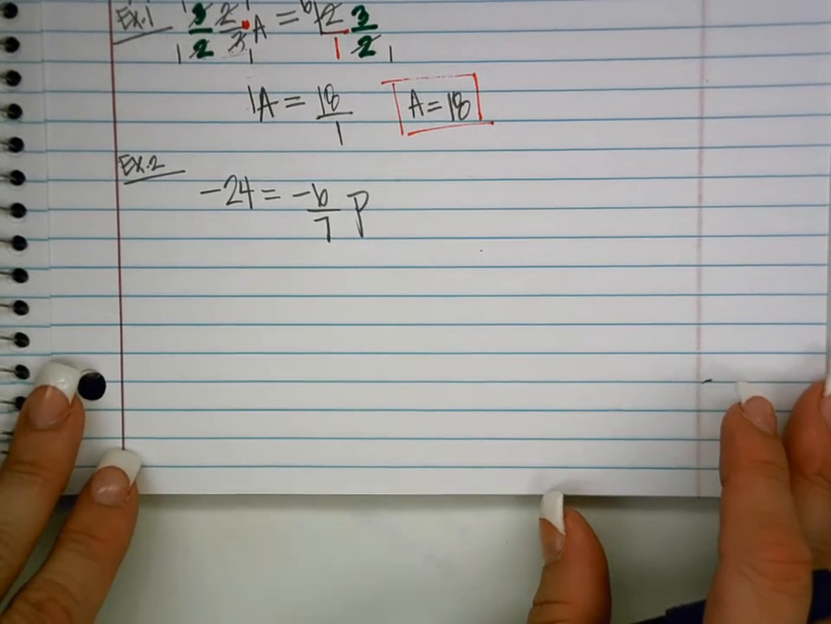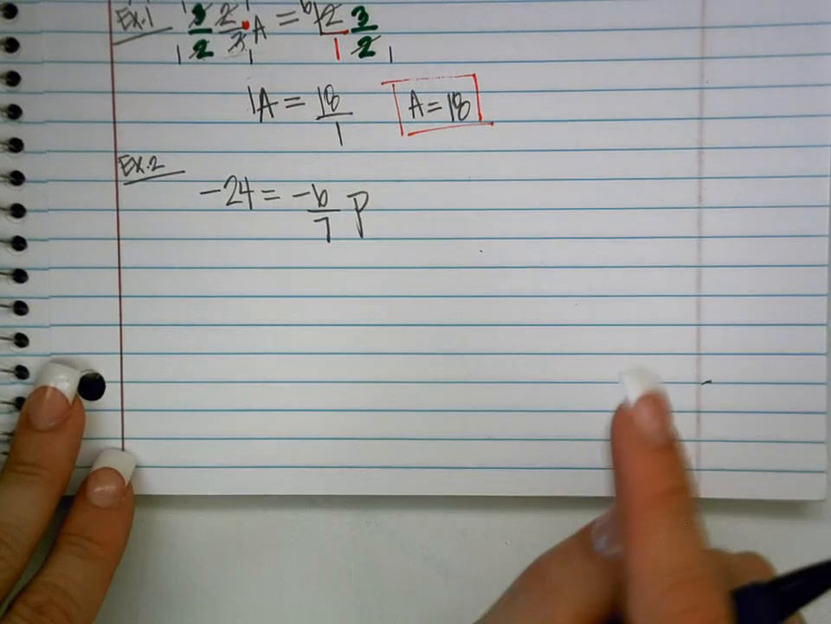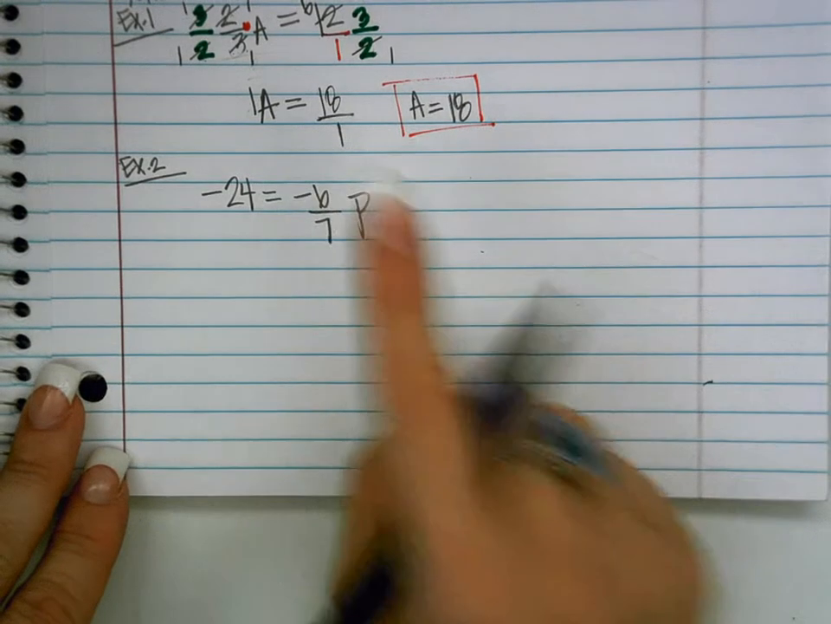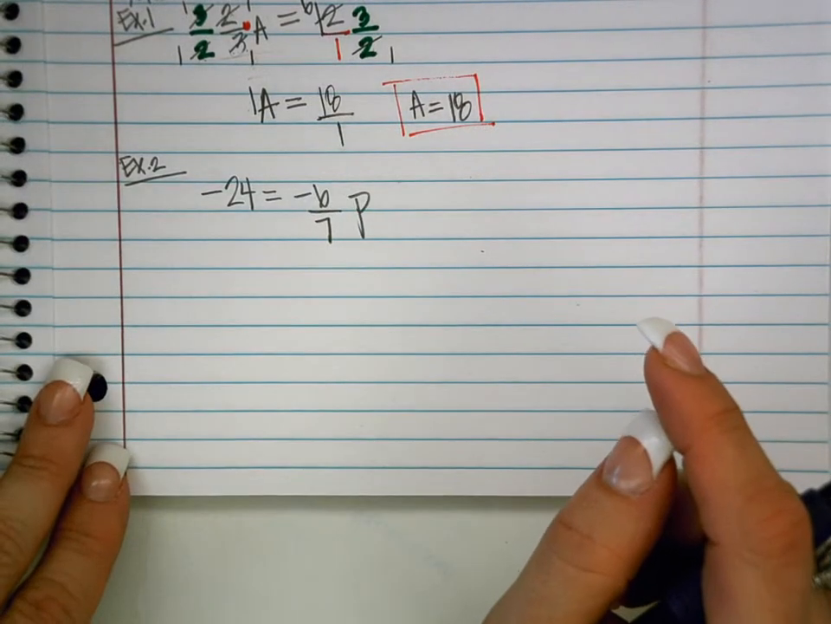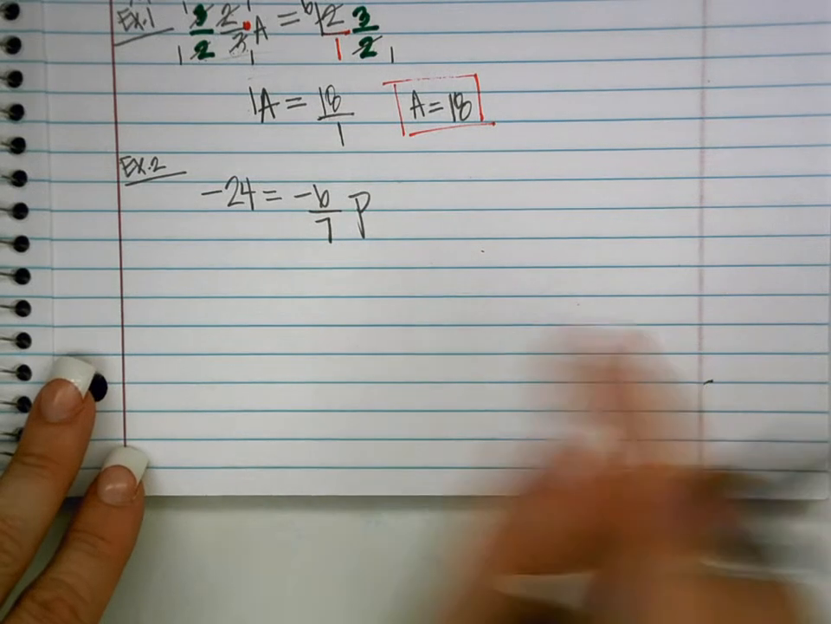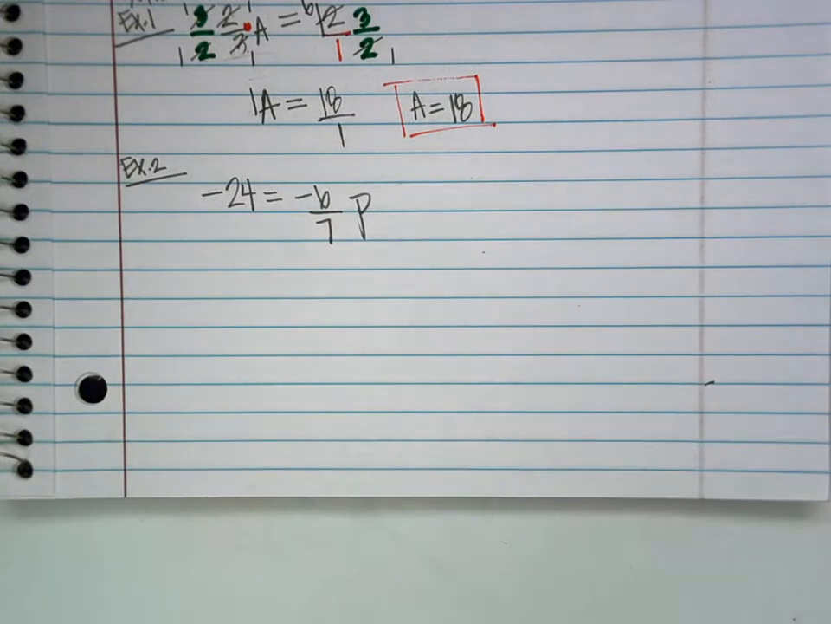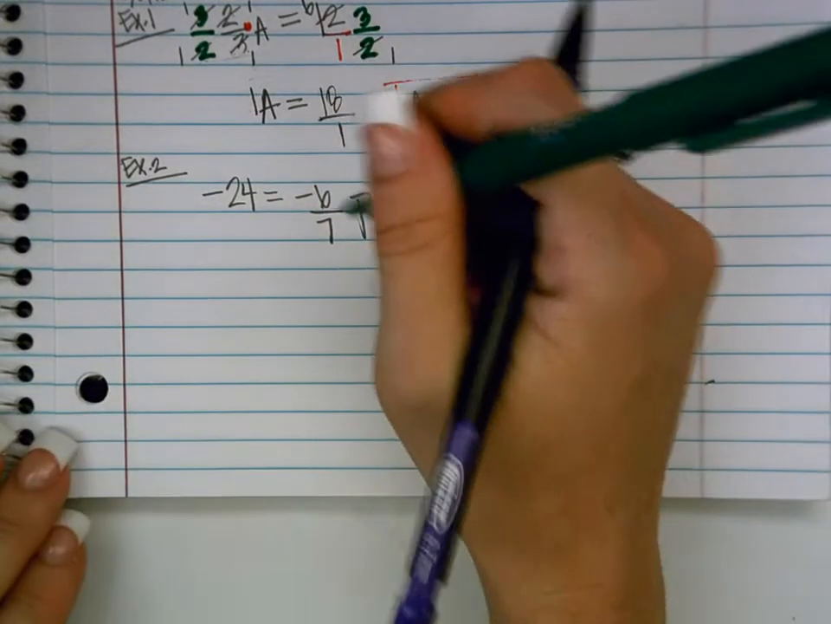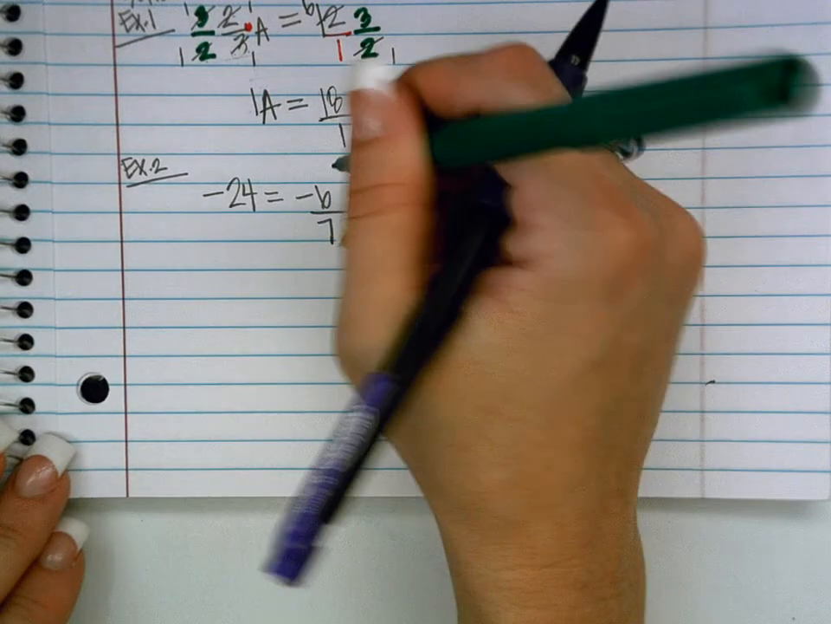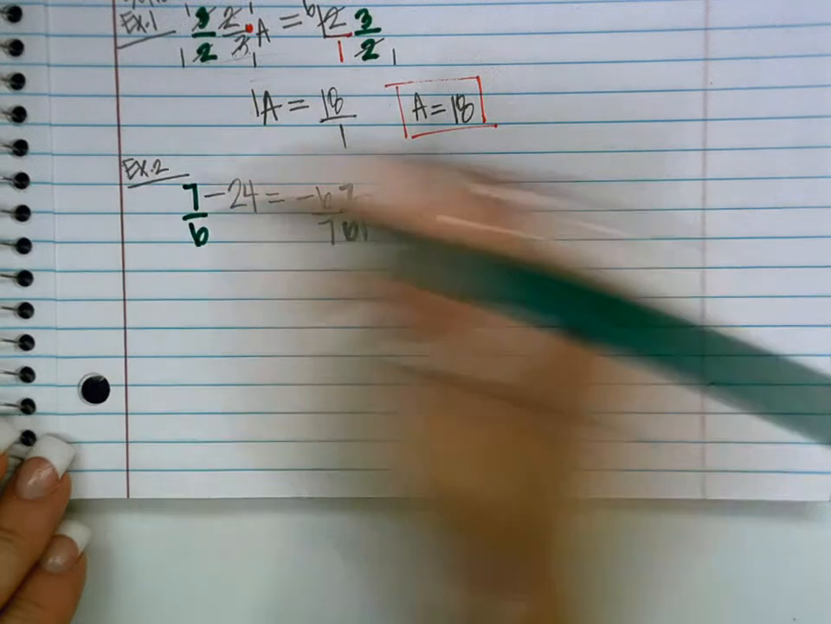Where do you think I start? How is the -6/7 attached to the p? By add, subtract, multiply, or divide? By multiplication. So to get rid of it, I need to use the multiplicative inverse. What is the multiplicative inverse there? What's the fraction flip of 6/7? 7/6. Now, can I just multiply by 7/6?